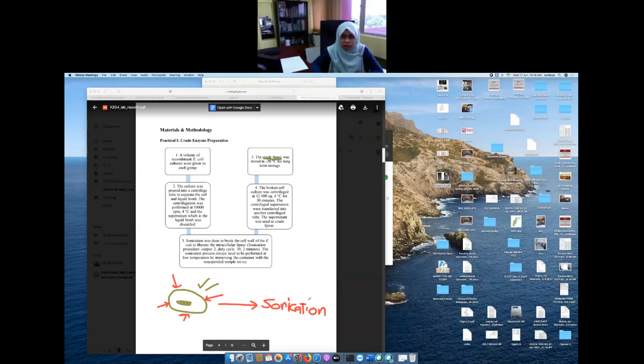Okay, so once we have sonicated the cell, what is left? We are going to spin down. This spin down process is centrifugation.